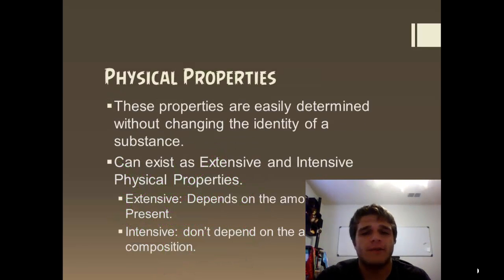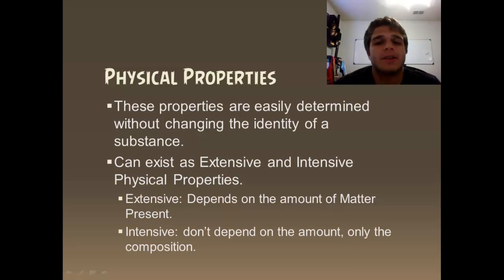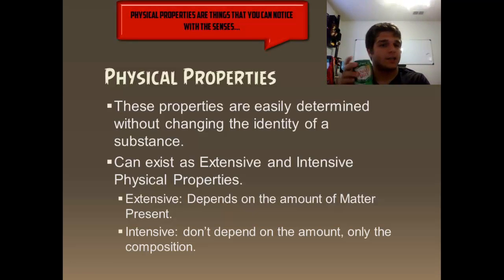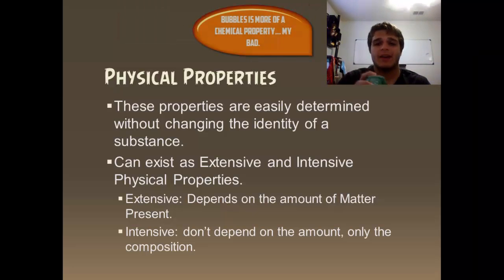So first of all, physical properties. These properties are easily determined without changing the identity of a substance. So these are things that you can just see on the face, okay? For example, I'm drinking Canada Dry Ginger Ale. As you can see, whenever I pour it out, it has a yellowish tone to it. It also produces bubbles, okay? So properties that appear without changing anything in the substance are physical properties.